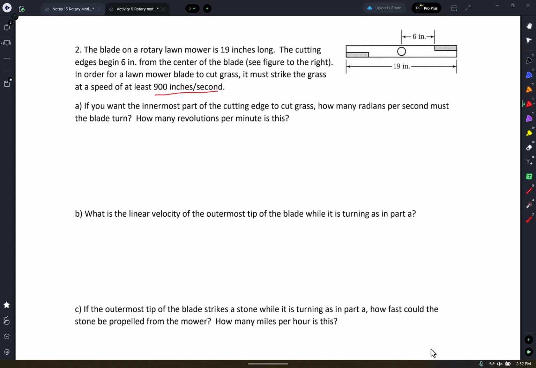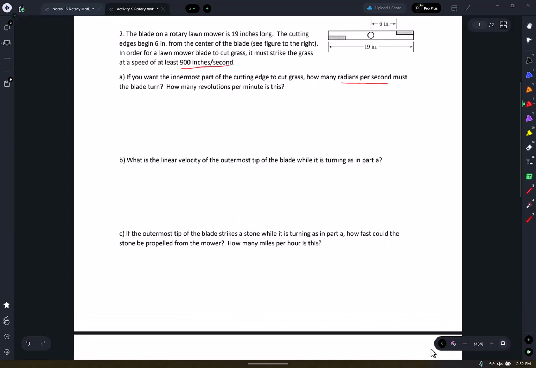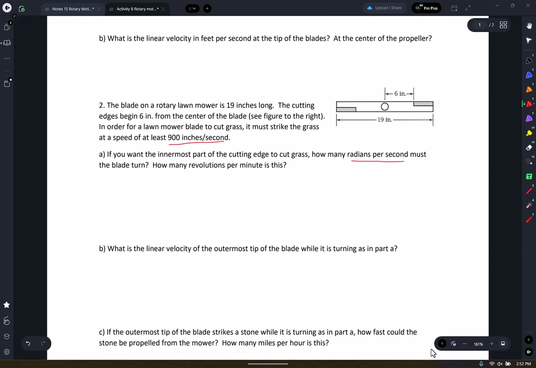All right. Letter A. If you want the innermost part of the cutting edge to cut grass, how many radians per second must the blade turn? How many revolutions per minute is this? I just remembered, I don't think I answered the second part earlier, but we're going to do it now. They're talking about the innermost part, right there. They want to know how fast that has to go in radians per second and in revolutions per minute to cut grass.